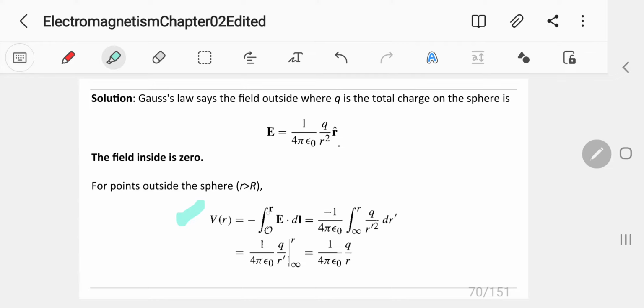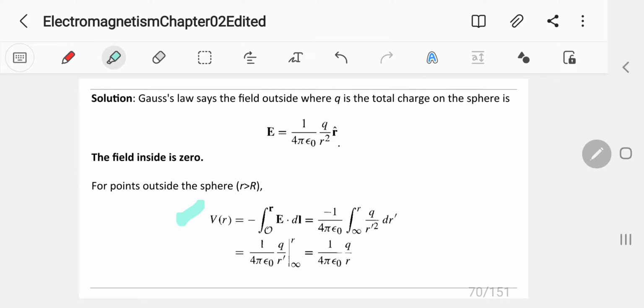So V(r) is equal to negative integral from infinity to r of E dot dl. E is just 1 over 4 pi epsilon sub O, q over r prime squared. Here we set our integration variable to be r prime, so we can use r prime in our electric field, because our limit is r. So we can set a different variable of integration.